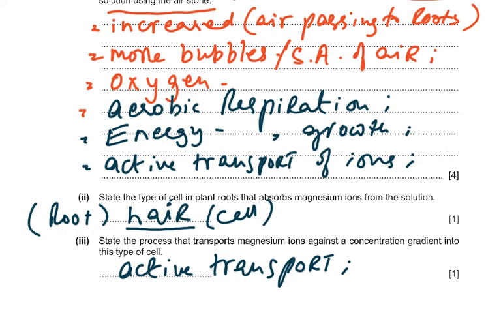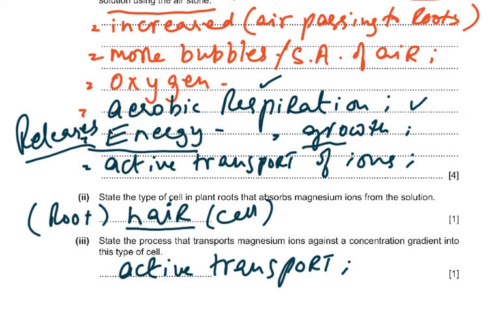More bubbles would mean more air passing to the roots, and more bubbles means more surface area of the air. Then what does air contain? It contains oxygen. Where is oxygen needed? Oxygen is needed for aerobic respiration. Aerobic respiration releases energy, my favorite word, releases energy. And what is this energy needed for? This energy is needed for growth, and we need energy for active transport of ions.